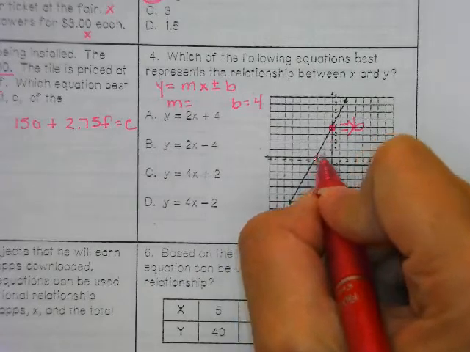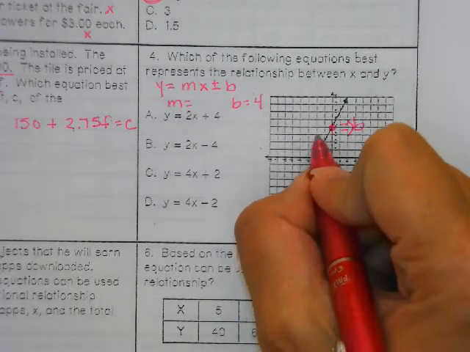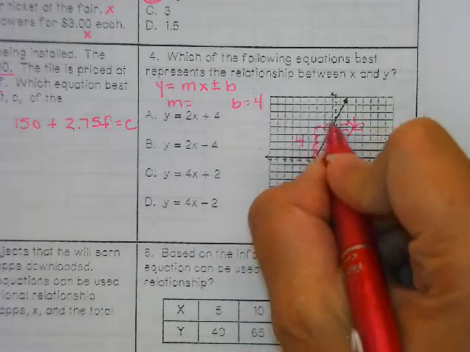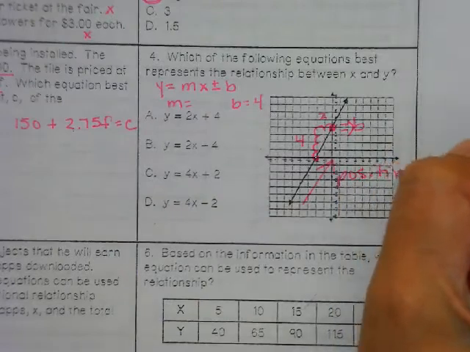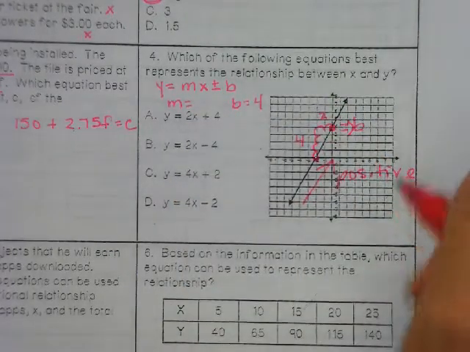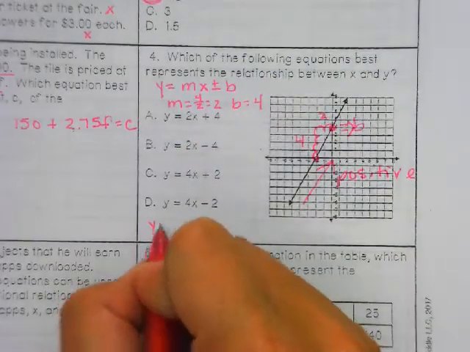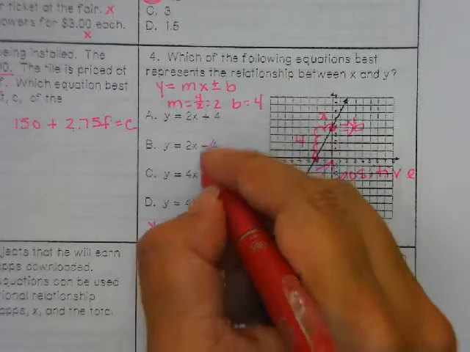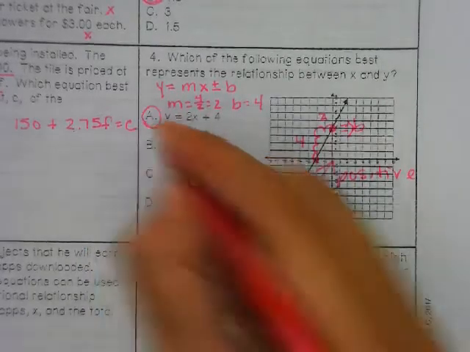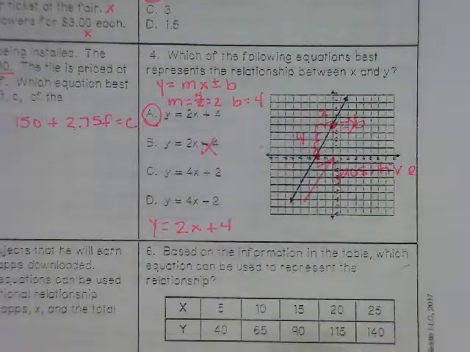So you're looking for where the graph crosses the grid. 1, 2, 3, 4. 1, 2, notice the line is going up. It is a positive slope, which all of these are positive. And we can say 4 over 2 is 2. So I'm looking for y equals 2x plus 4. It has to be A. Make sure you're showing all this work, writing down what you know.